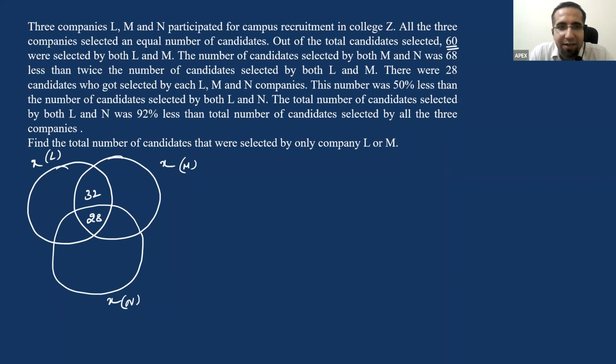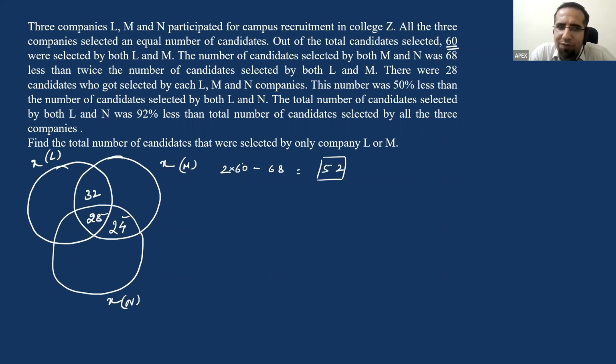Clear? The number of candidates selected by both M and N was 68 less than twice of L and M. L and M is 60, 60 into 2, so 120 minus 68 will give you how much, guys? 52. So 28 plus something is equal to 52, and that something will be how much, guys? 24. Clear?